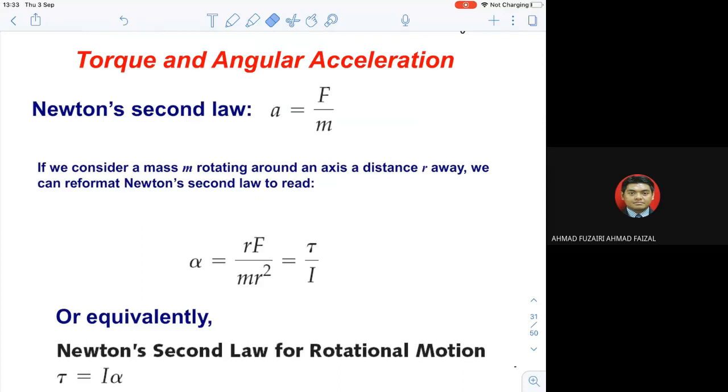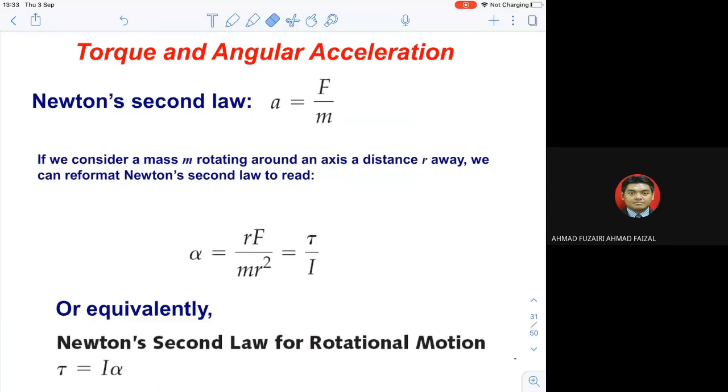Okay, boleh nampak. Okay, so ini selanjutnya kita akan sambung, which is torque and angular accelerations. Boleh dengar? Boleh ya? Okay. Guys, can you hear me or not? Yes, sir. Okay. Perfect. Thank you.